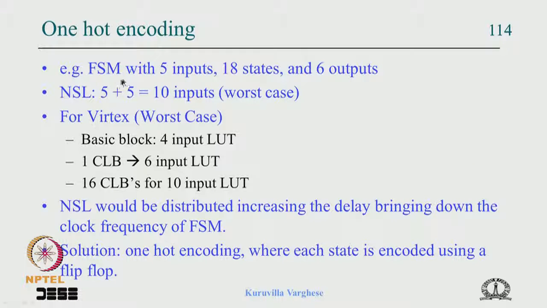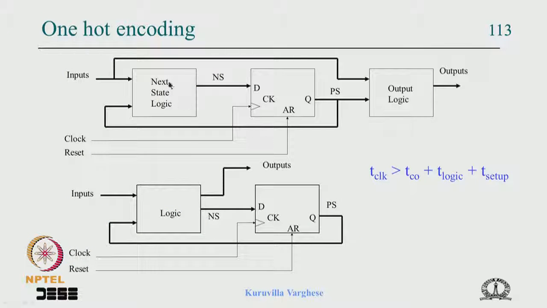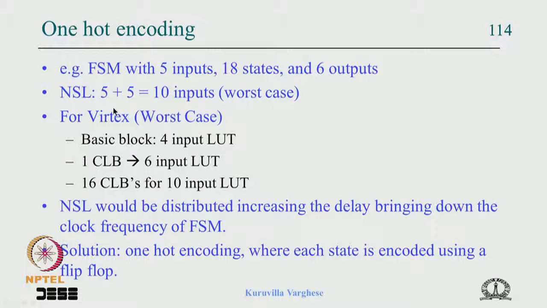Suppose you assume a finite state machine with 5 inputs, 18 states and 6 outputs. When you have 18 states, it means that for binary encoding you need 5 flip flops, because 18 is greater than 16 and less than 32, and there are 5 inputs. So if you look at the next state logic, it will get 5 inputs and 5 state variables, so there are a total of 10 inputs to the next state logic, okay. But you know that there are 5 flip flops, so there will be D4 to D0, and each of them may not use all the inputs, okay. But we assume the worst case, that in some case all 5 inputs are used, less likely, but let us assume the worst case.